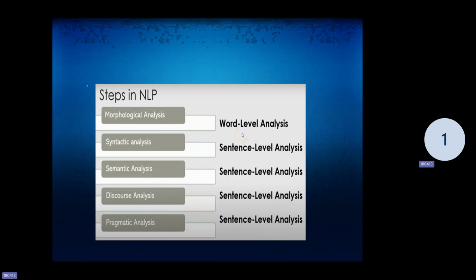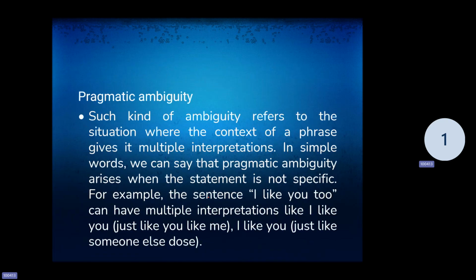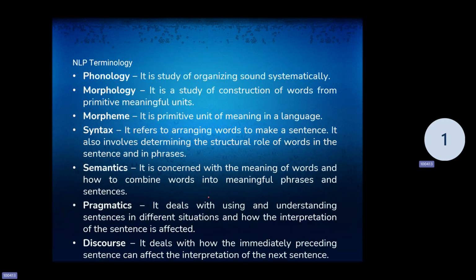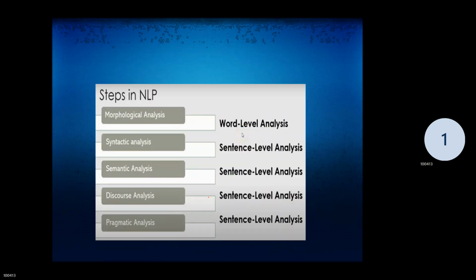In case of morphological analysis, our lexical ambiguity will be resolved. In case of syntactic analysis, syntactic ambiguity. In case of discourse analysis, anaphoric ambiguity is resolved. And in case of pragmatic analysis, pragmatic ambiguity is resolved. This type of analysis is done at word level. Like at this moment, what is the meaning of the word? Is it in the form of noun, adjective, and whatever.